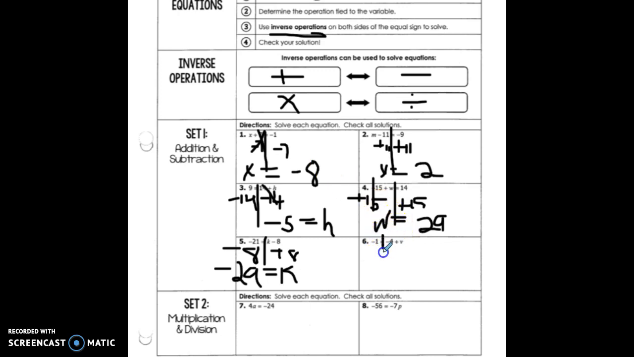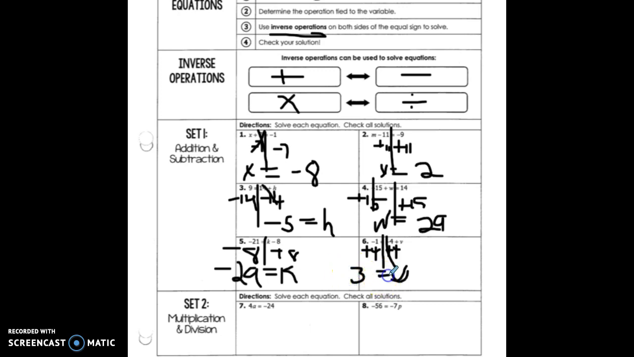Again, I see my V, and I see minus 4. So I'm going to take the opposite of minus 4, and I'm going to add 4. This time it's hard though because I have a positive 4 and a negative 1, so I'm literally going to subtract them this time, and I get 3.